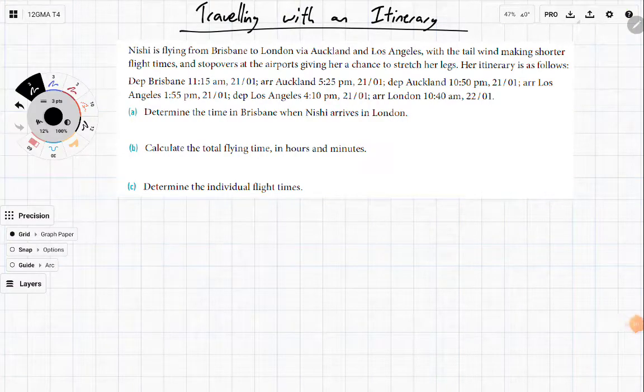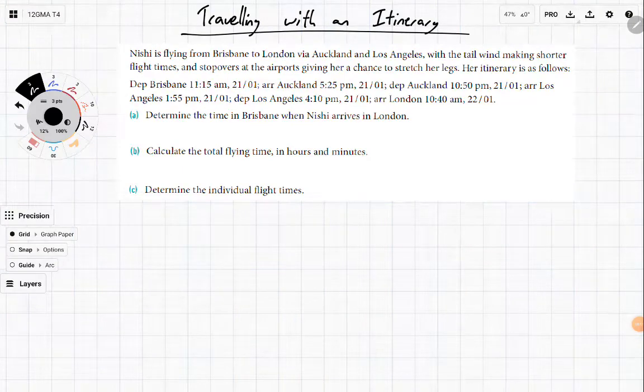Alrighty, so today we're going to be looking at traveling with an itinerary, and how we can actually deal with these sorts of things. So Nishi is flying from Brisbane to London via Auckland and Los Angeles, with the tailwind making shorter flight times and stopovers at the airports giving her a chance to stretch her legs. Her itinerary is as follows.